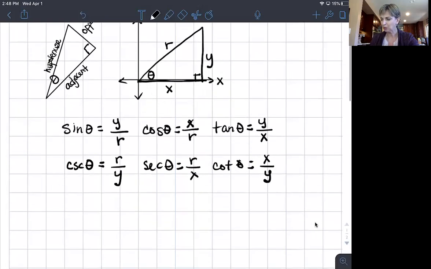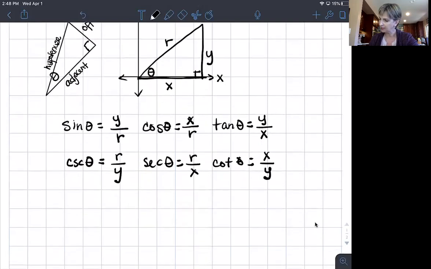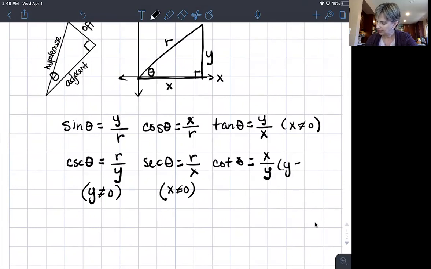Okay, we do have a couple rules, things we need to think about when we look at this, right? We have some things that cannot be 0 because they're in the denominator of those fractions. For instance, on tangent, x cannot be 0 because that would be undefined. And over here at cosecant, y cannot be 0 because that would be undefined. Secant, x cannot be 0. And for cotangent, y cannot be 0, right?